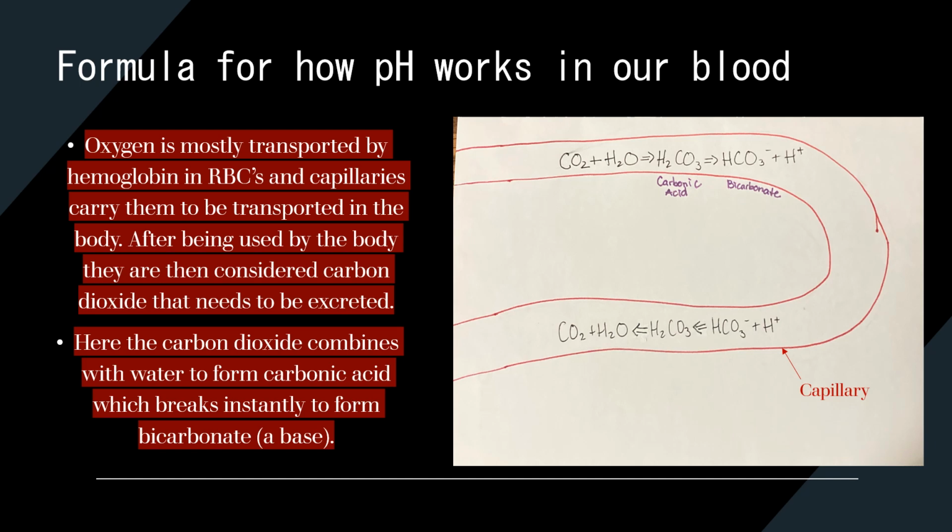So oxygen is used in our body for important functions, and after being used it becomes carbon dioxide that needs to be excreted, or expired. And by removing that carbon dioxide from our body, it helps regulate the blood pH.